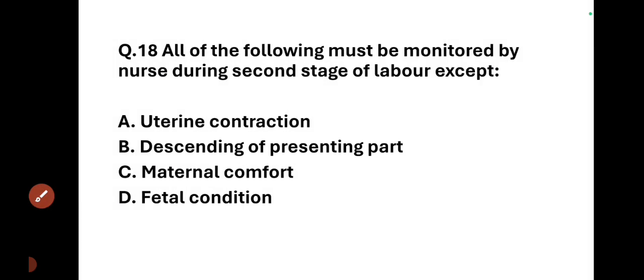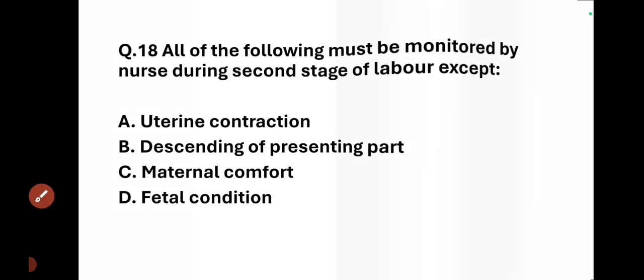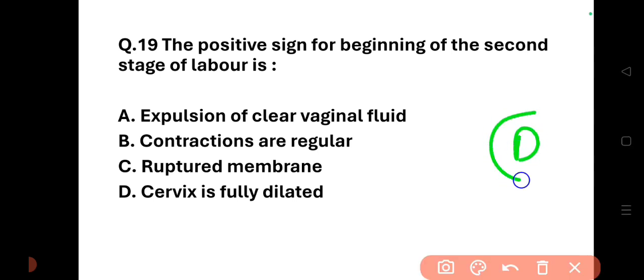Question number 18. All of the following must be monitored by the nurse during second stage of labor except? The right answer is option C, maternal comfort. Question number 19. The positive sign for beginning of the second stage of labor is? Right answer is option D, cervix is fully dilated.